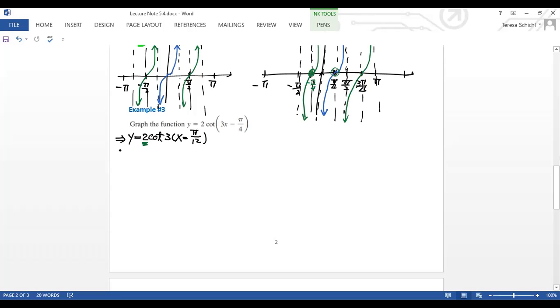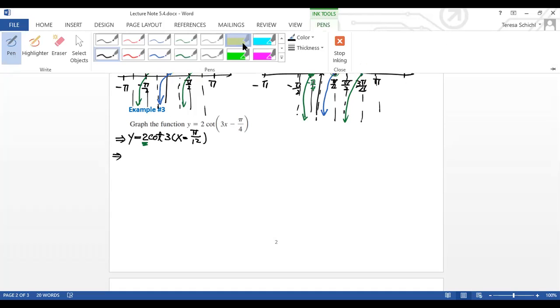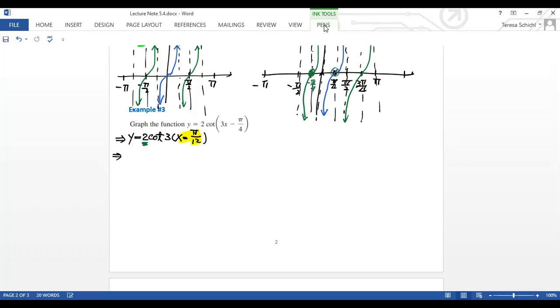Okay, so now let's write. Okay, so here we're going to see you have a shift here, right? So minus pi over 12. So I said shift to where? Shift to the right. How much shift to the right? Pi over 12. Okay, now let's see the period. Okay, so the period will be what? It will be pi over 3, right? Because here, k is 3.